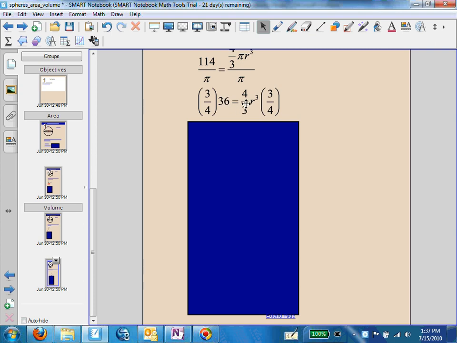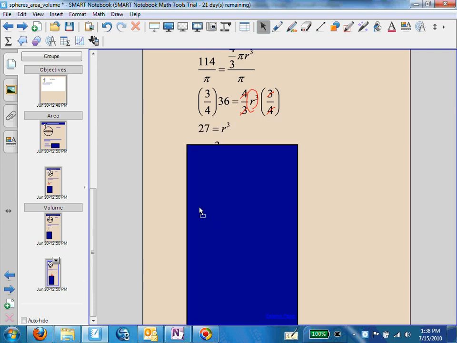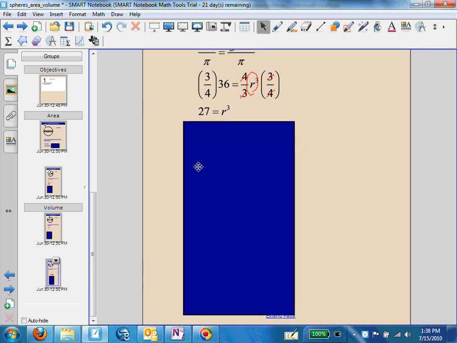Then I'm going to multiply by the reciprocal of 4/3 on both sides to get rid of the 4/3. The reciprocal is 3/4. So 3/4 times 4/3 equals 1 over here on the right-hand side. So that cancels out my fractions and leaves me with r cubed, which is what I want. And on the other side, I'm going to multiply 3/4 times 36 on my calculator. When I do, I end up with approximately 27 equals r cubed.